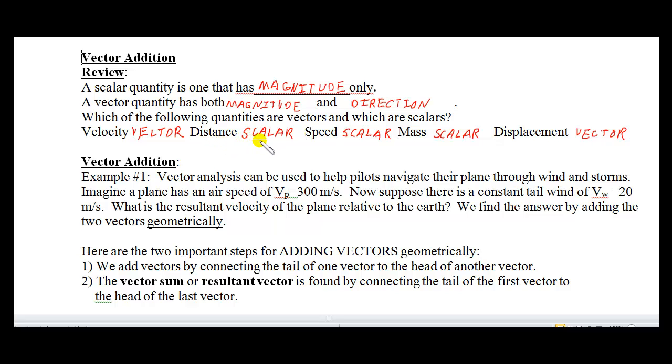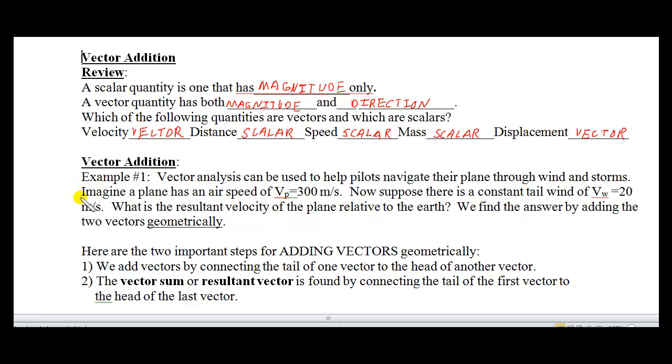Distance is a scalar. Speed is also a scalar. S for speed, S for scalar. Mass is a scalar. There's no direction associated with mass. And displacement is also a vector quantity. It has both magnitude and direction. So now let's take a look at vector addition. And we'll do it by looking at this particular example.